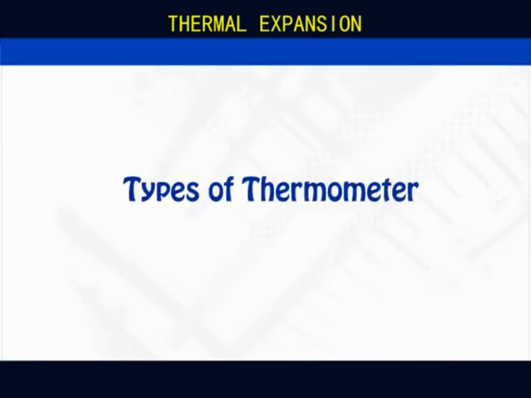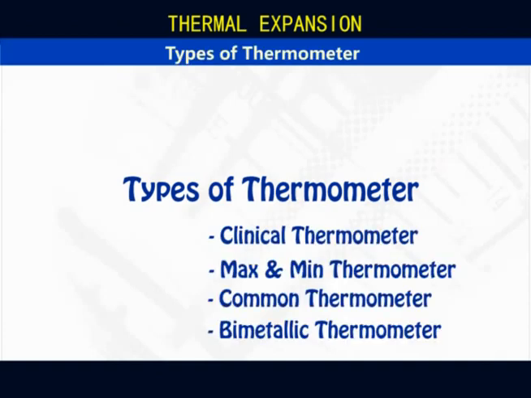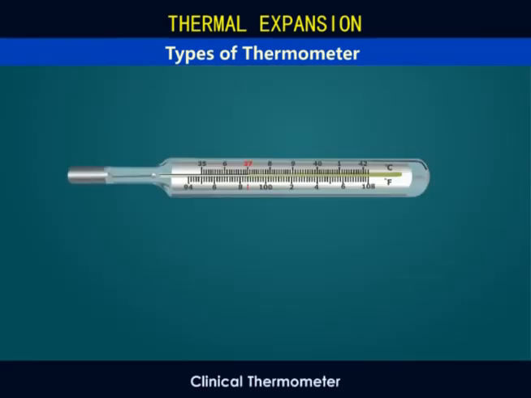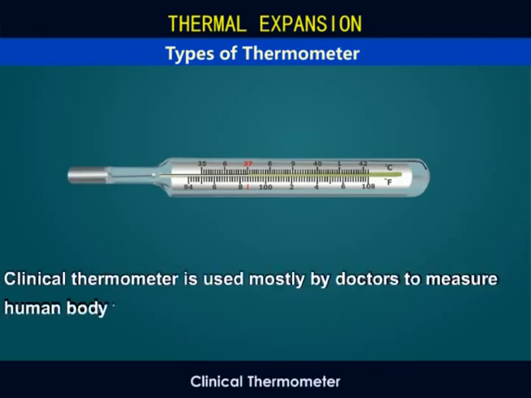Finally, types of thermometers. Now, there are 4 main types of thermometers: clinical, maximum and minimum, the common thermometer, and the bimetallic thermometer. This is a clinical thermometer. It is mostly used by doctors and physicians to measure human body temperature. The temperature range is about 35 to 43 degrees Celsius, which is within the normal human body temperature of 37 degrees Celsius.